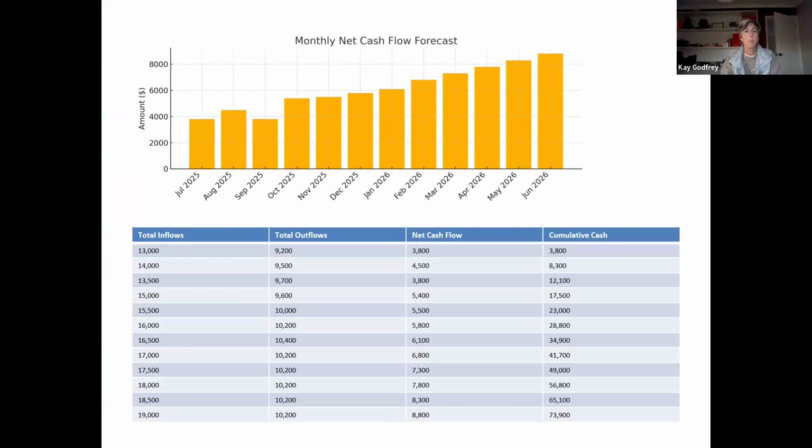Now, this is just an example of what a cash flow forecast looks like. The first is a bar chart, which visually shows you how the cash is accumulating. And the detail is just a spreadsheet, which shows you your inflows, outflows, net amount that came in, and the cumulative cash. Now, this looks very positive, so that is great. Cash is accumulating, which is perfect.